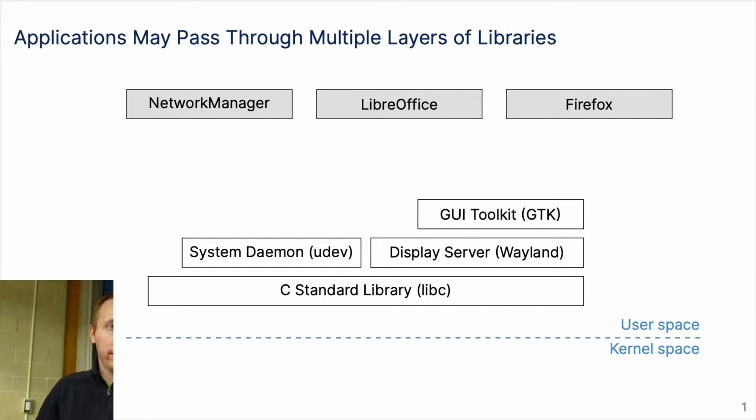They might pass through multiple layers of libraries. So for instance, your network manager might straight up call the C standard library, it might call the system daemon, and it might not display anything at all. While if you have LibreOffice or Firefox, LibreOffice might just use the GUI toolkit, which would use the display server, which would use the C library, and Firefox might just use everything because you have it displayed to you. It'll capture your webcam, your microphone, talk to your devices, and do all that fun stuff.